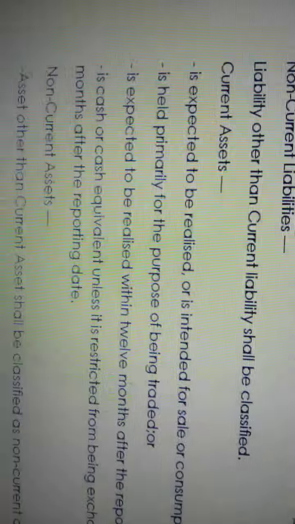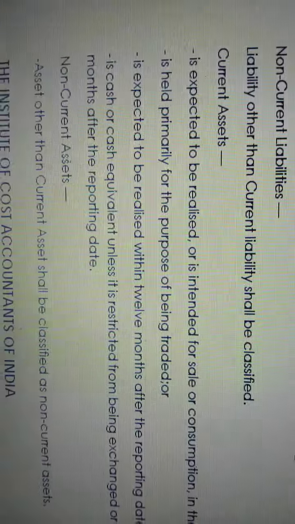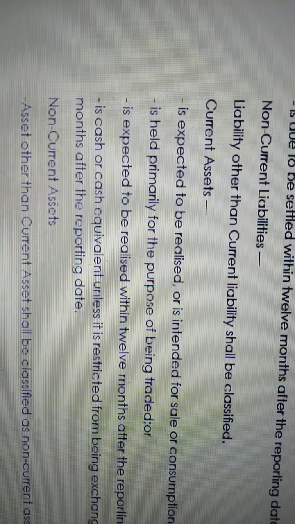Similarly, come to current assets. What is the first point? It is expected to be realized or intended for sale or consumption in the company's normal operating cycle. Current asset means it is held for sale or it should be realized in the company's normal operating cycle. What is the meaning?